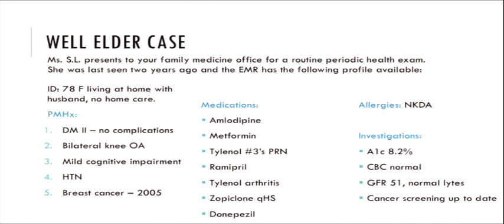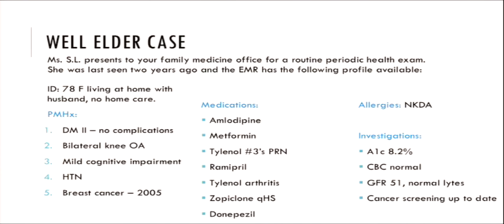And then you did some investigations because you saw that she was coming in, so you emailed her some investigations due. She has an A1C of 8.2 recently. Her CBC is normal. She has a GFR of 51. She has normal lytes. And you checked on her cancer screening, and it's all been up to date so far. So it was done appropriately throughout her life. Okay, so what are some big things that you should be thinking about?